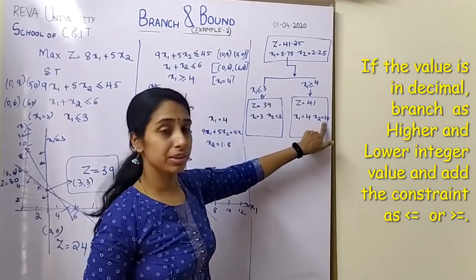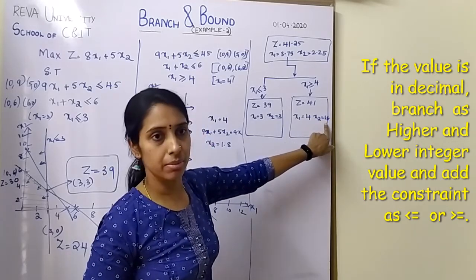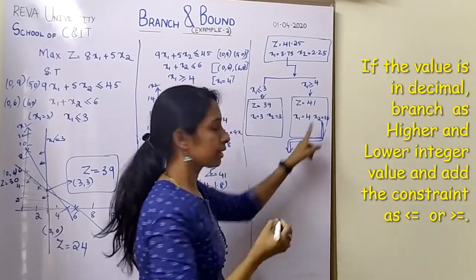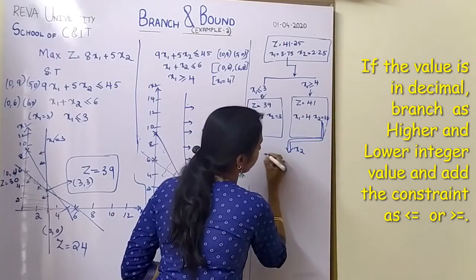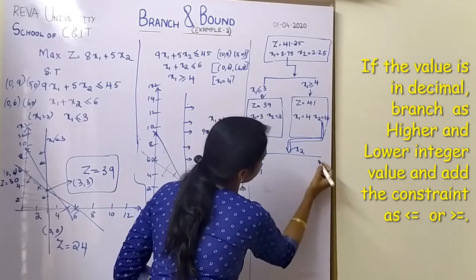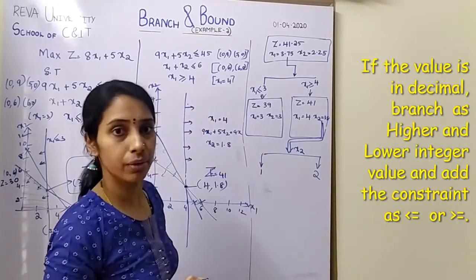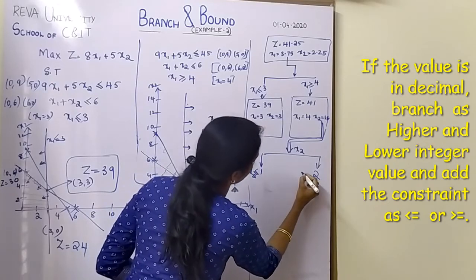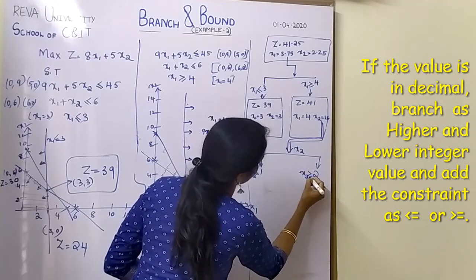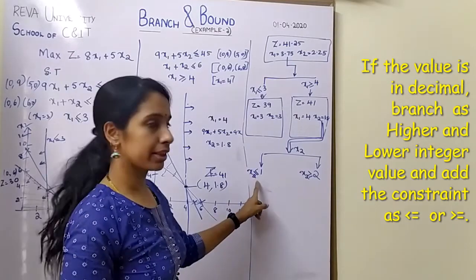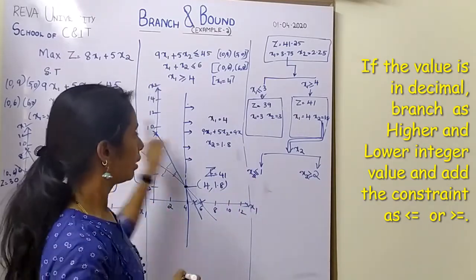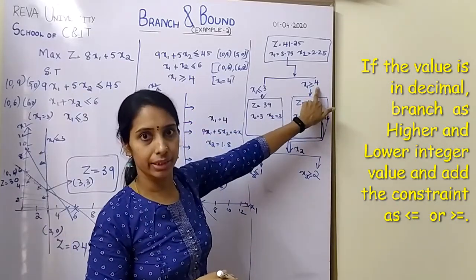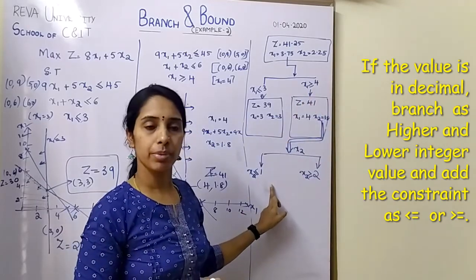So here, x2 is in decimal. So I will divide again: x2 value lies between the integers 1 and 2. So I will add the constraints here: x2 is less than or equal to 1 and x2 is greater than or equal to 2. Let us again consider this constraint. I will add it to the constraint x1 greater than or equal to 4, and will further proceed.